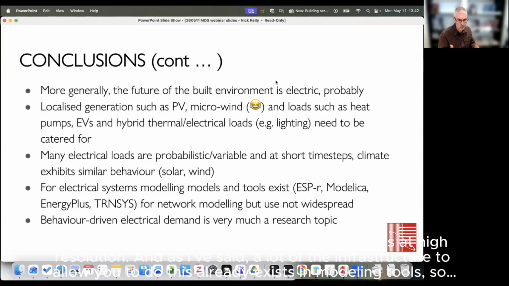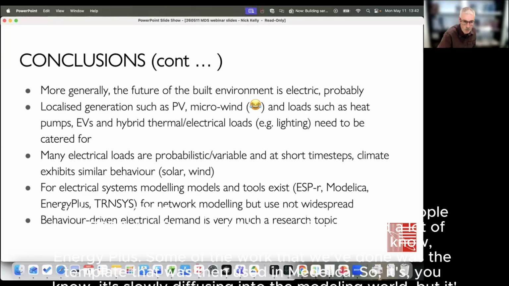So it's useful if we track those things at high resolution. And as I've said, a lot of the infrastructure to allow you to do this already exists in modelling tools. So ESP-r, and not many people use ESP-r, but it's a useful test bed for this. And a lot of what we've done has been adopted by EnergyPlus. Some of the work that we've done was the template that was then used in Modelica. So it's slowly diffusing into the modelling world, but it's not used that frequently.